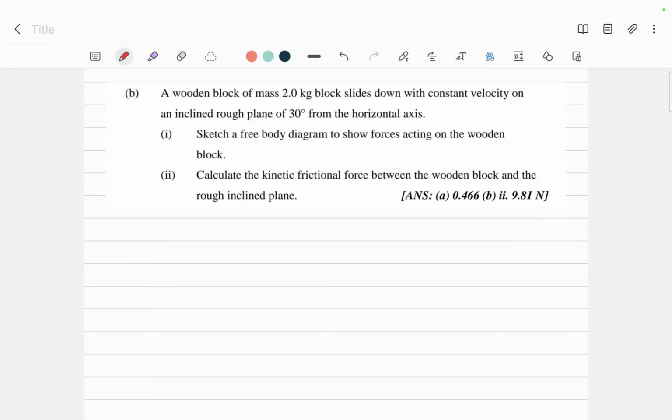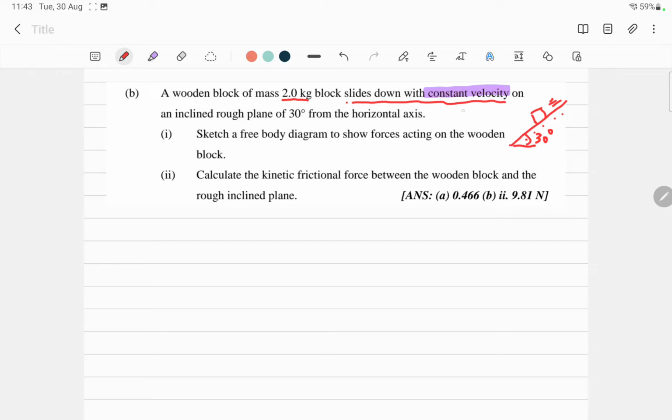Question 15b. We have a wooden block of mass 2 kg sliding down with constant velocity on an inclined rough plane of 30 degrees from the horizontal axis. So you have a block sliding down at constant velocity on a rough plane that is inclined at 30 degrees. Class, see the keywords: constant velocity.